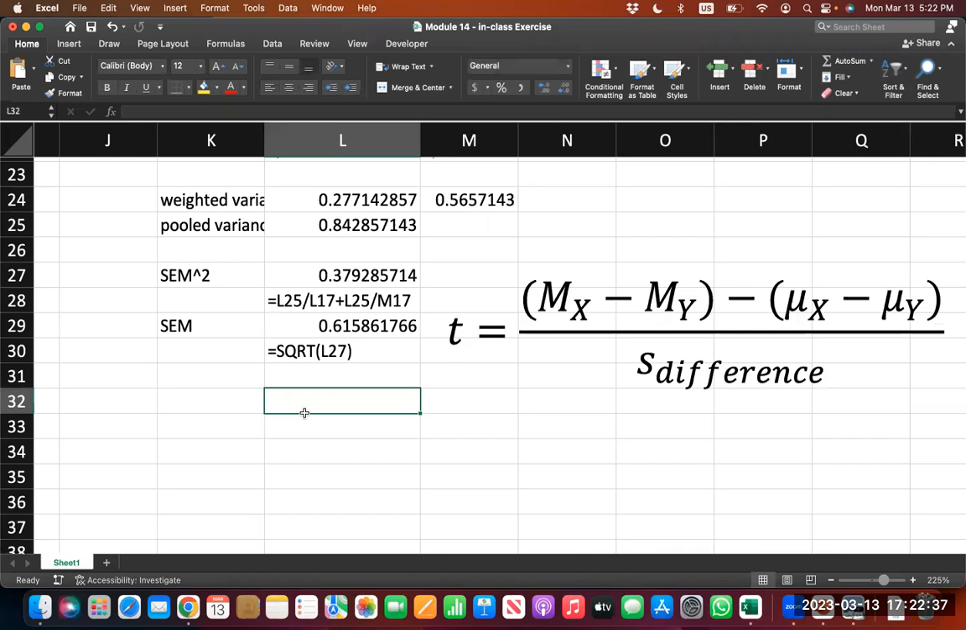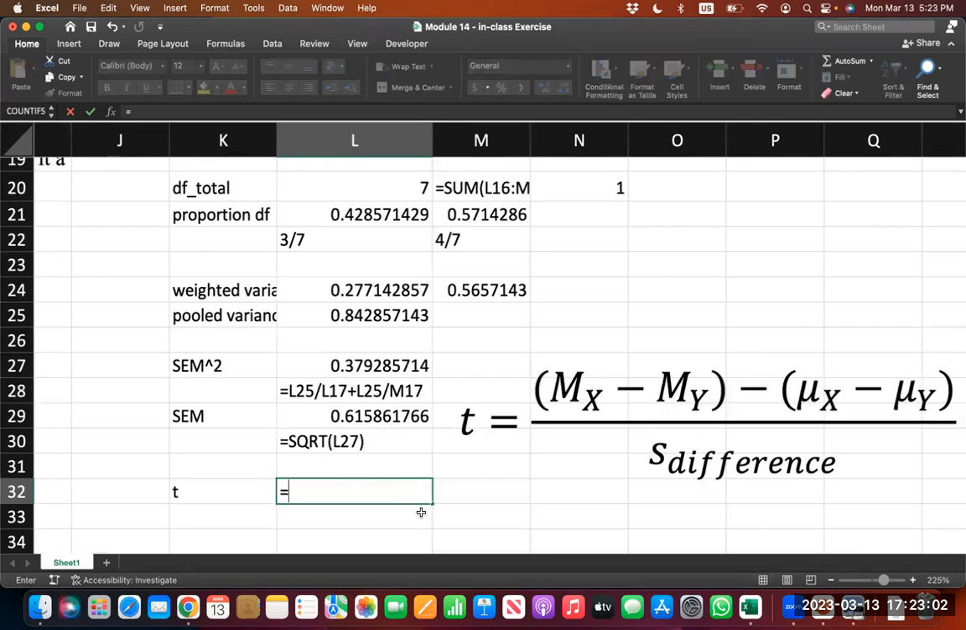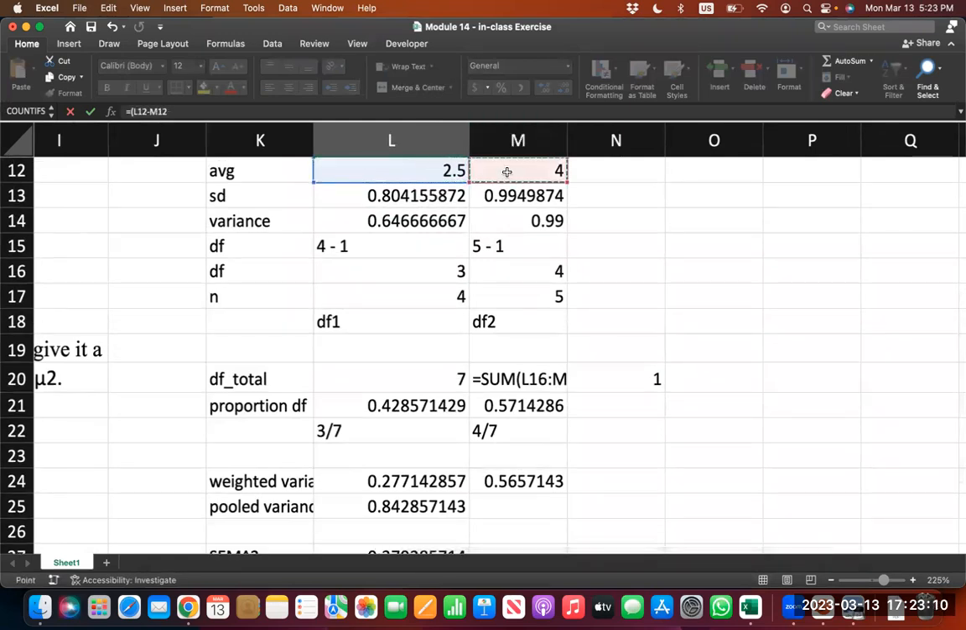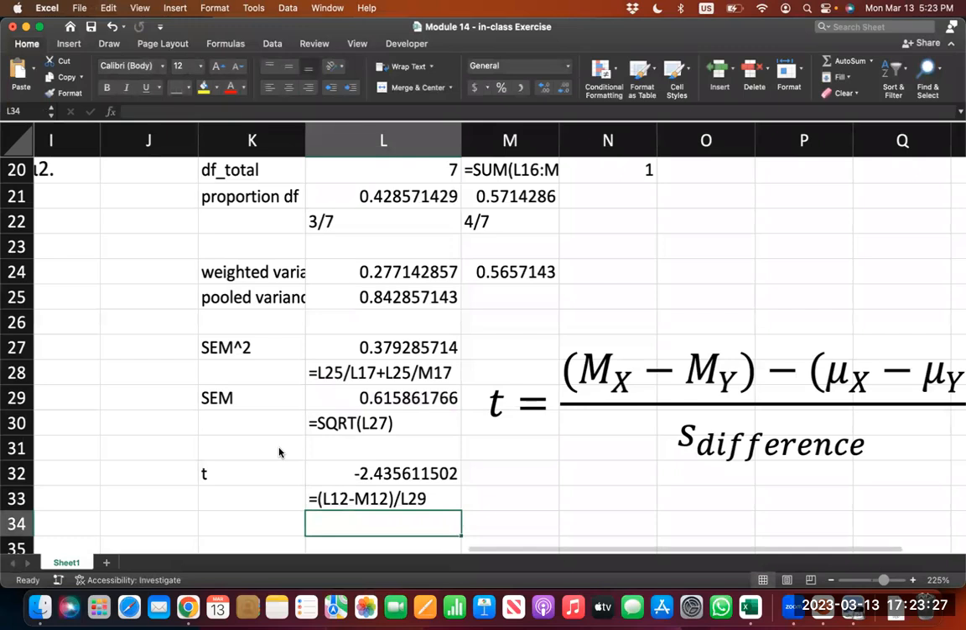So we're basically bringing this now in the spreadsheet. And that basically allows us now to estimate our t. So our t is now mx minus my, and this we know is mx minus my divided by our standard error of the mean. So that's basically our t. So we have a t of minus 2.44.